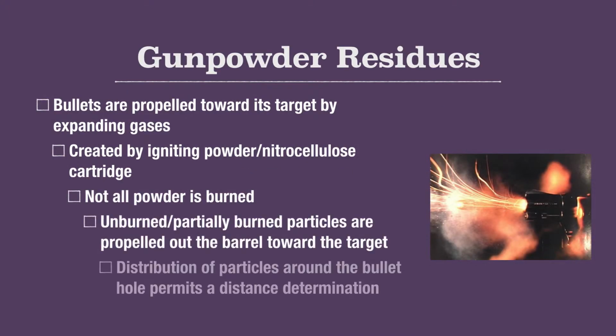Bullets are propelled towards their target by expelling gases behind the bullet, and this is created by the igniting of a powder or nitrocellulose cartridge that then, as it burns, creates gases behind the bullet and propels it outward. But not all of the powder is burned. Unburned or partially burned particles are also propelled out of the barrel towards the target. And the distribution of the particles around the bullet hole can actually permit a determination of the distance between the gun or the shooter and the victim.